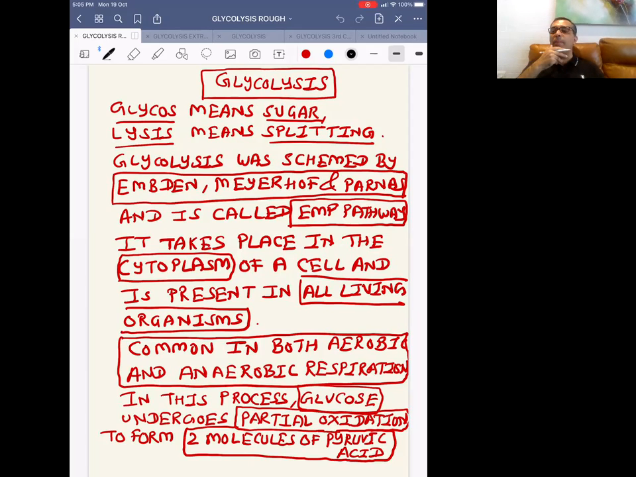And then we talked about differences between aerobic and anaerobic respiration. Chalo, so that was very basic. Today we start with the crux of the chapter, the main part of the chapter, the concept of actual breakdown of glucose. Glucose breaks down in 3 steps. You may remember that. The first step is called glycolysis.